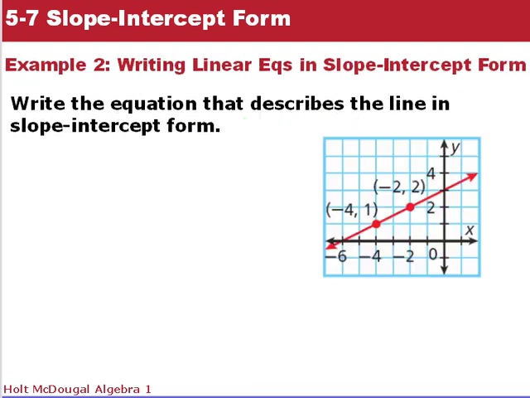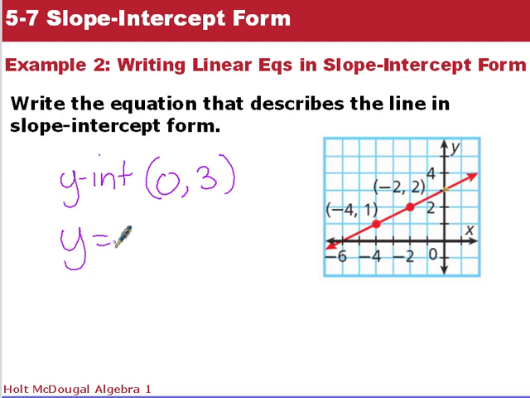Now let's look at it when we have a graph. We want to write the equation that describes the line in slope-intercept form. So we're given 2 points. We can look here, we see that our y-intercept is at the point 0, 3. That's our y-intercept, which means in this equation y equals mx plus b, b equals 3. It's got to equal that value there.